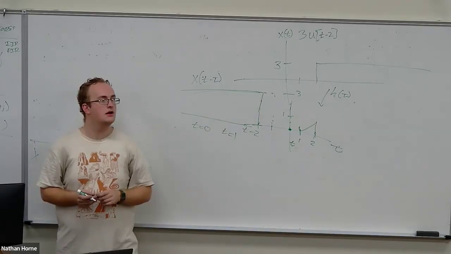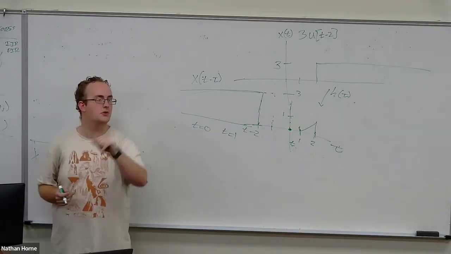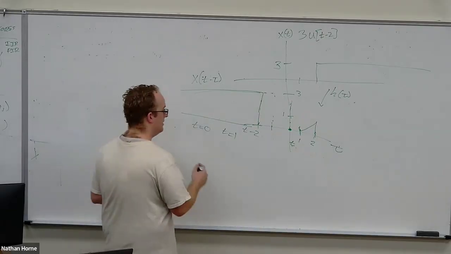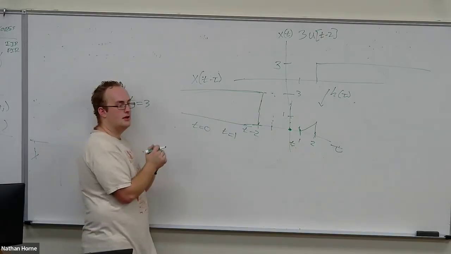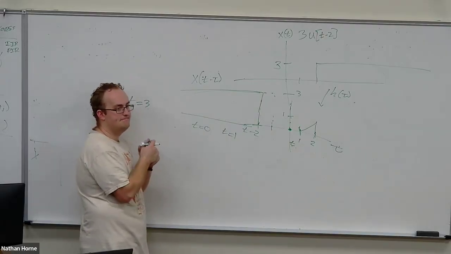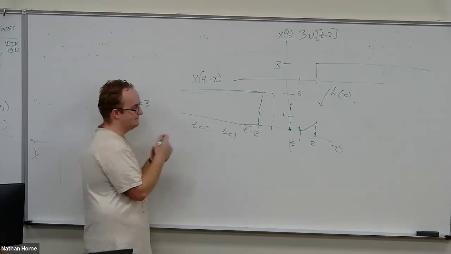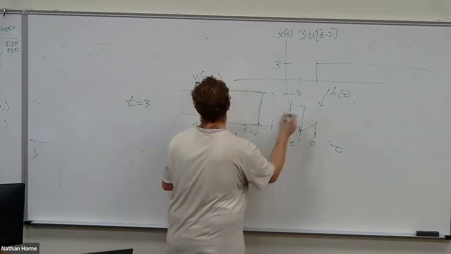T equals 3. Why is it 3? Because if we were to shift it over by 1, 2, 3, then they'll hit. Yeah, cool. That's right. That's when this edge hits this edge.